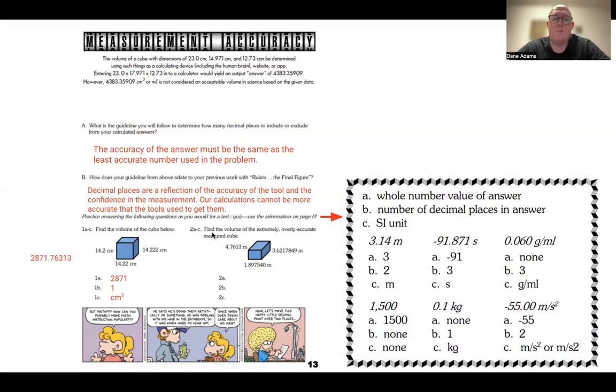Let's do the same thing, but for number 2. I want you to first do the math, which is just find the volume of this rectangular, this overly accurately measured cube. And then I want you to answer it according to the rules for a test, A, B, and C. The sub will pause the video here for 30 or so seconds. You'll write down your answer, and then you'll compare it to mine when you come back. Ready, set, go.